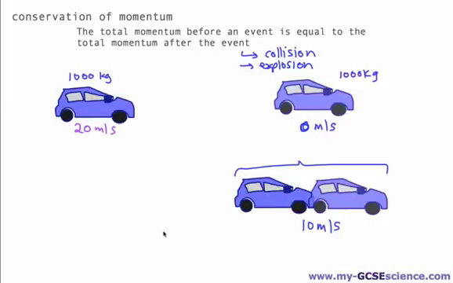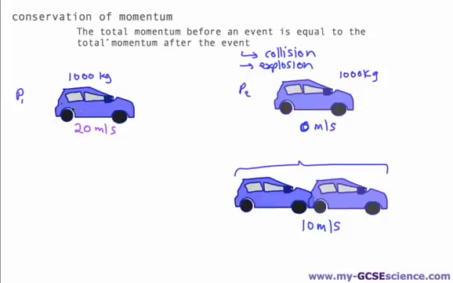We could work this out mathematically because we don't always get scenarios where the masses are the same. So we could work it out using our formula, and we could just say the total momentum before the event is equal to the total momentum after. So what is it before? The momentum before is the individual momentum of the two cars. Sometimes they label this as P1 and P2.